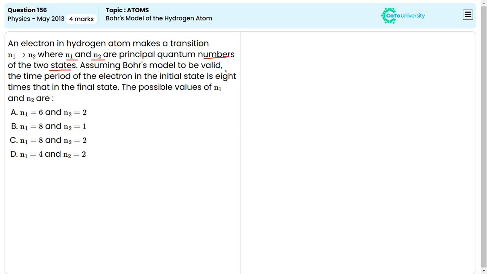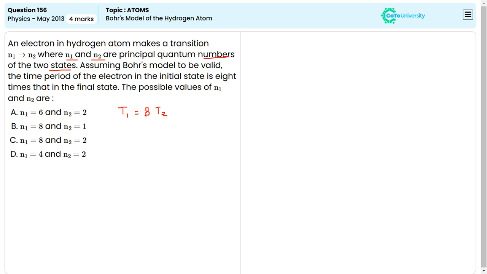Assuming Bohr's model to be valid, the time period of the electron in the initial state is 8 times that of the final state. That means T1, the initial state, is 8 times T2. What are the possible values of n1 and n2? We need to find that here.